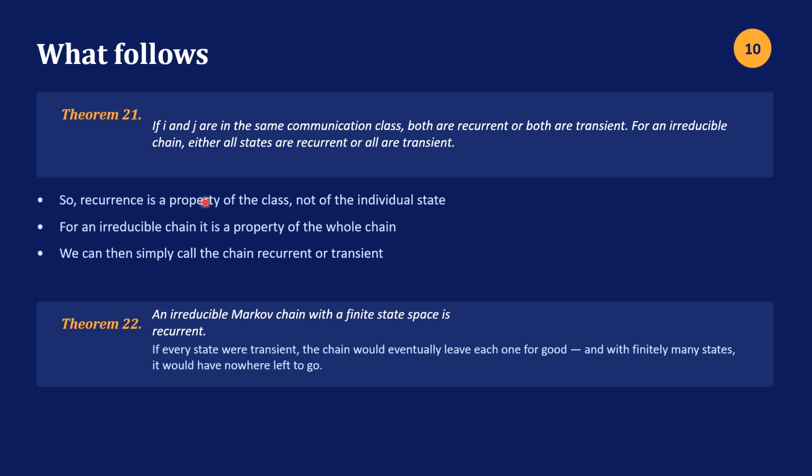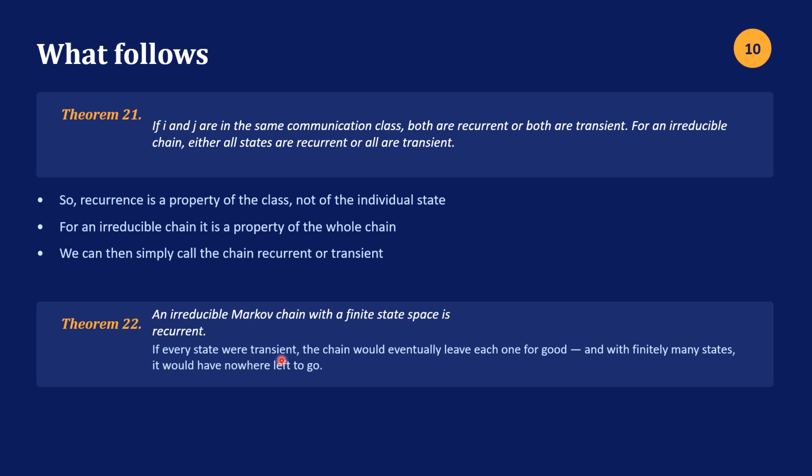So I have a few points here related to that. Recurrence is a property of the class, not individual states. For an irreducible chain, it is a property of the whole chain. We can then simply call the chain recurrent or transient. And we have one more theorem on this slide. An irreducible Markov chain with a finite state space is recurrent.